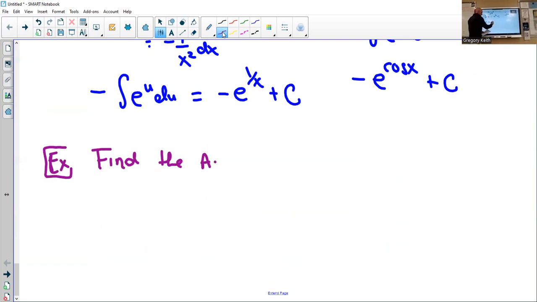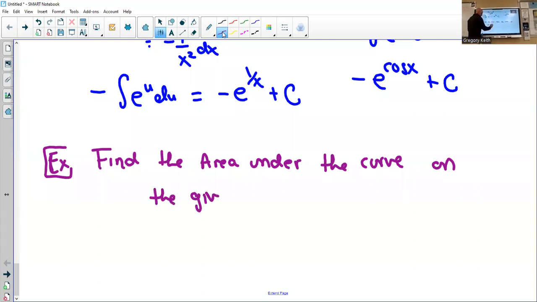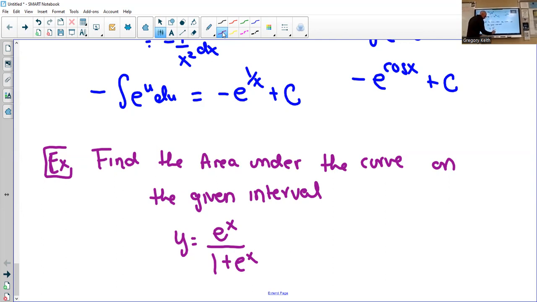Find the area under the curve on the given interval. We're looking at y equals e to the x over 1 plus e to the x.